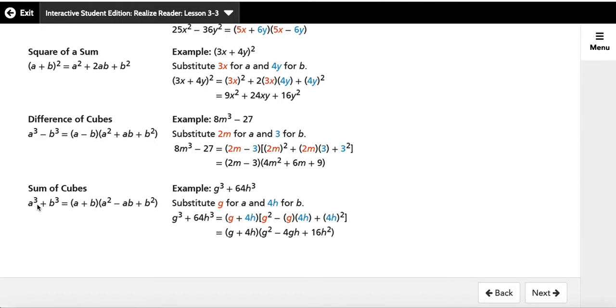And the sum of cubes, if you have a cubed plus b cubed, you're going to have a plus b times the quantity a squared minus ab plus b squared. And hopefully they give us some problems that help us practice how to break those down. For example, if we had to break down g cubed plus 64h cubed, we could automatically apply this to it because g cubed is a cube and 64h cubed is a cube. So I can break it down to this.